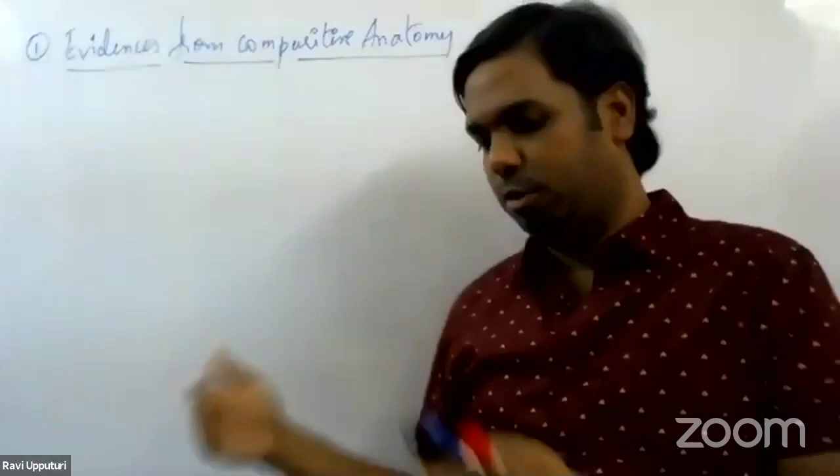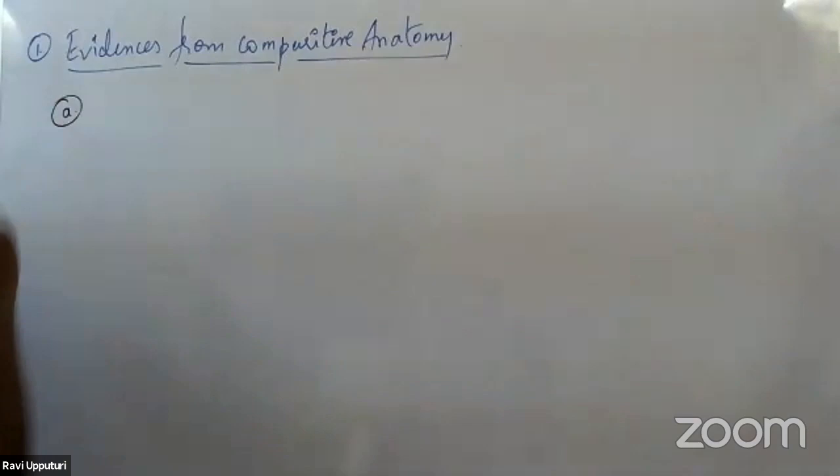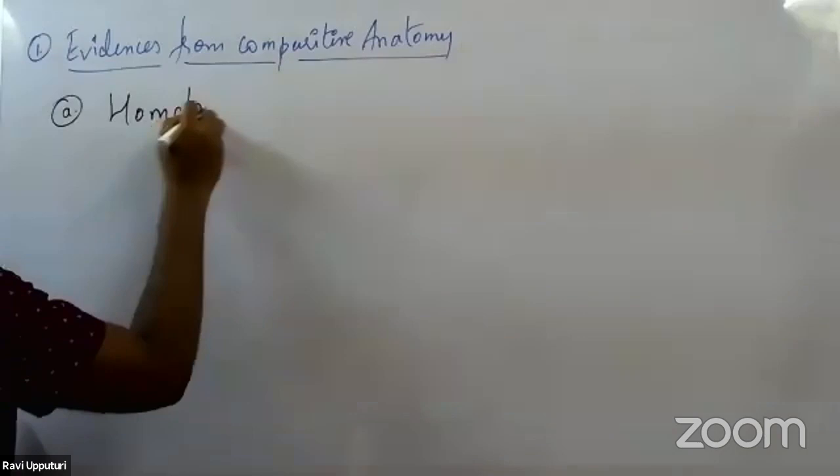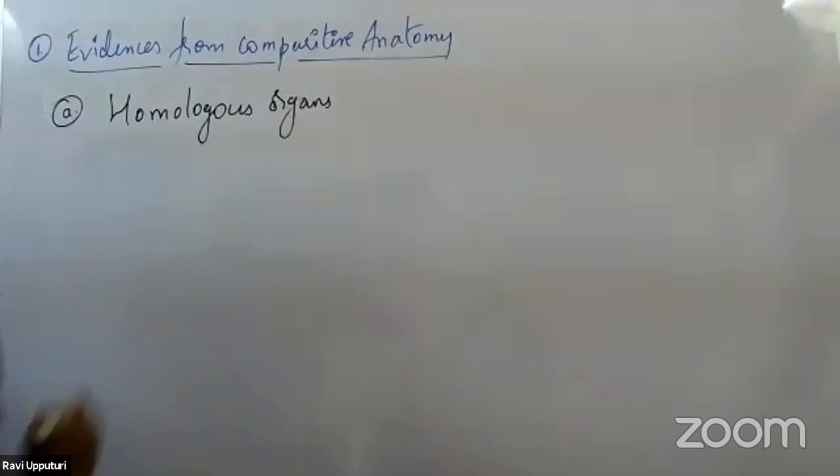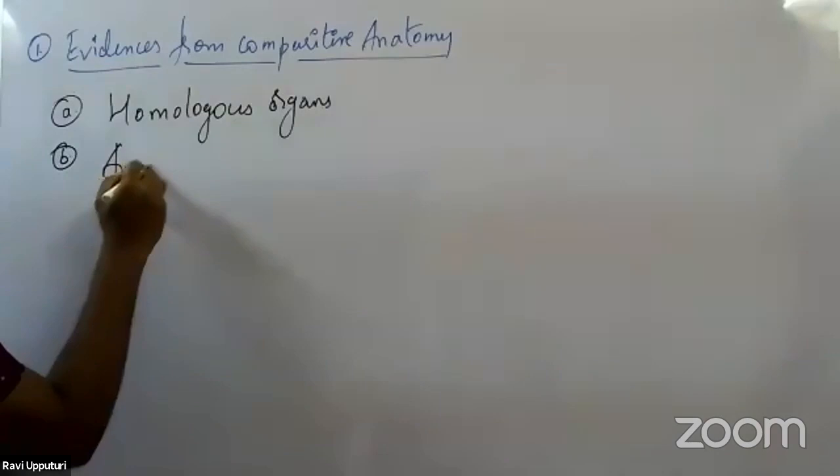The first one we'll be studying under evidences from comparative anatomy is homologous organs, right? So this is the first one. The relationship between different organisms could be studied by studying these types of organs, which are called homologous organs. I'll tell you what these homologous organs are all about. The second type of organs we'll be studying is called analogous organs.